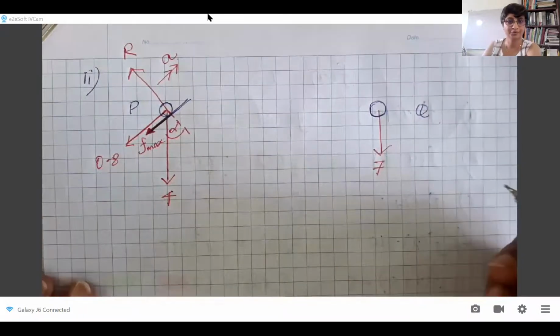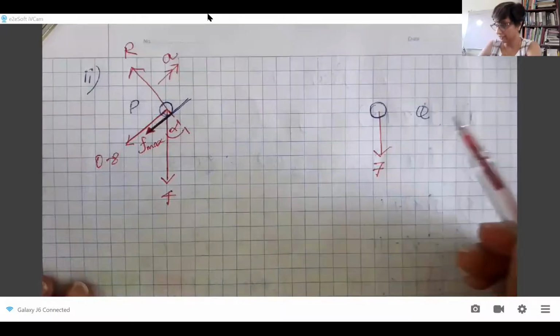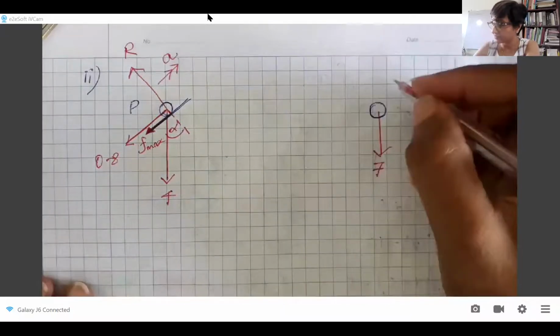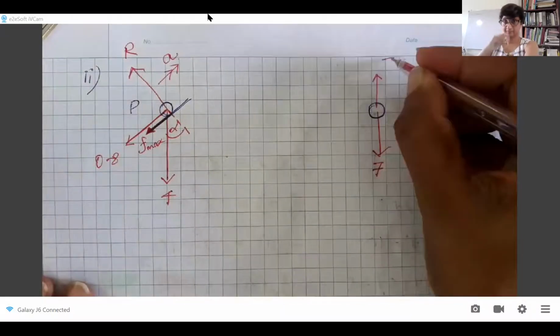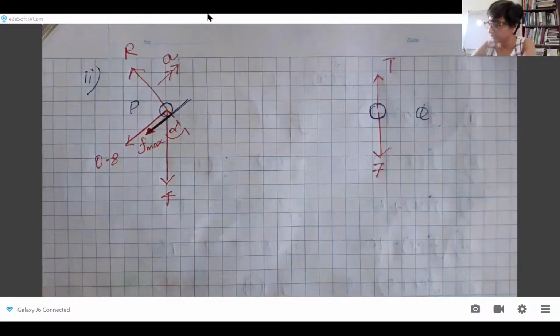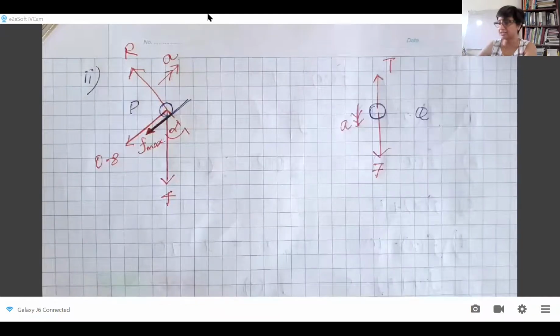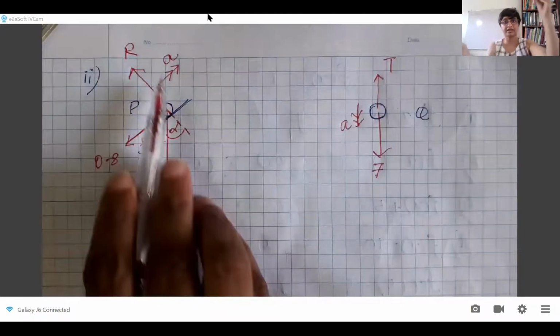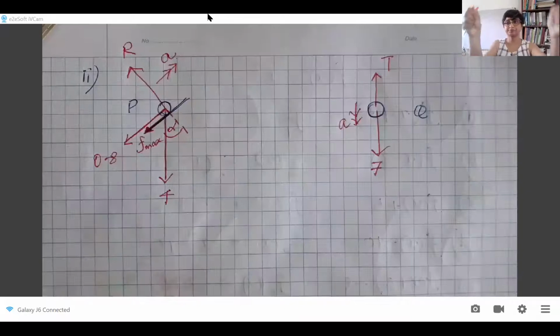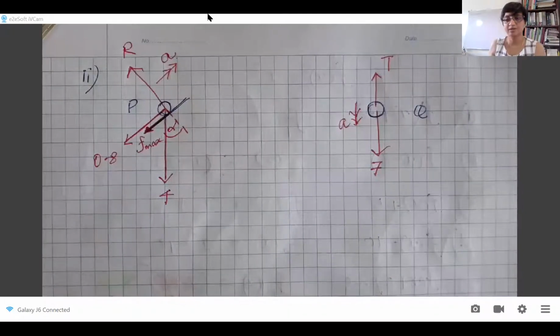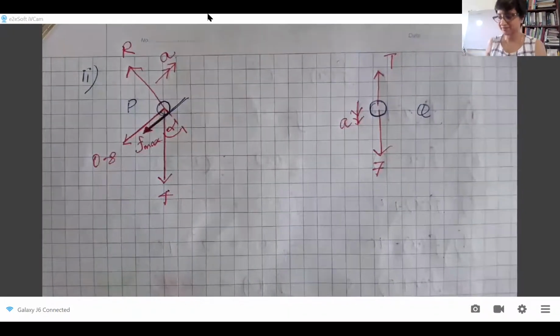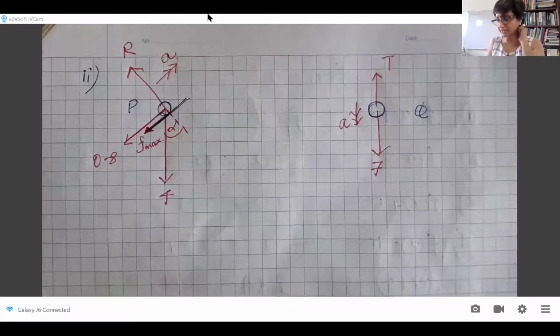No? No. And on Q, its own weight and the tension upwards, and that's all. It's just hanging, right? And it will be moving, accelerating downwards with the same acceleration. This A and that A are the same. They are connected and it's moving together. Like that, okay? So you just apply F equals ma to the two particles.